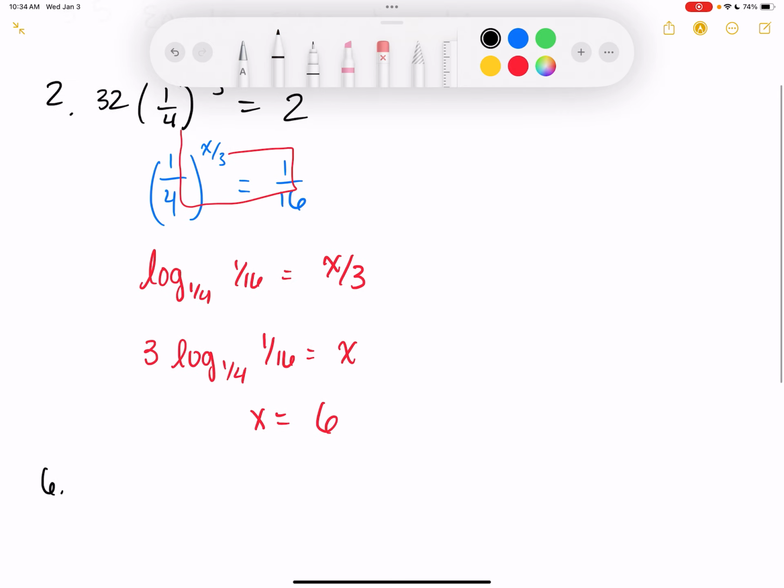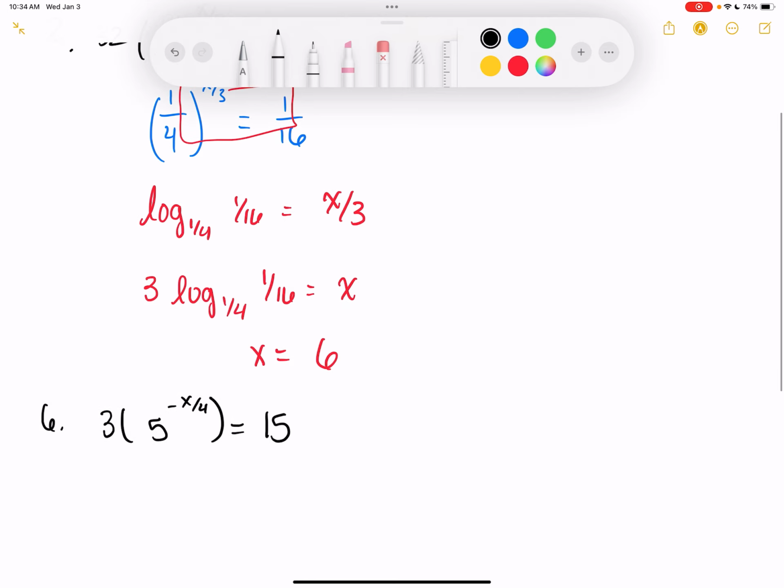6. 3 times 5 to the negative x over 4 equals 15. So divide by 3, so we get 5 to the negative x over 4 equals, nope, not 3. It is 5.